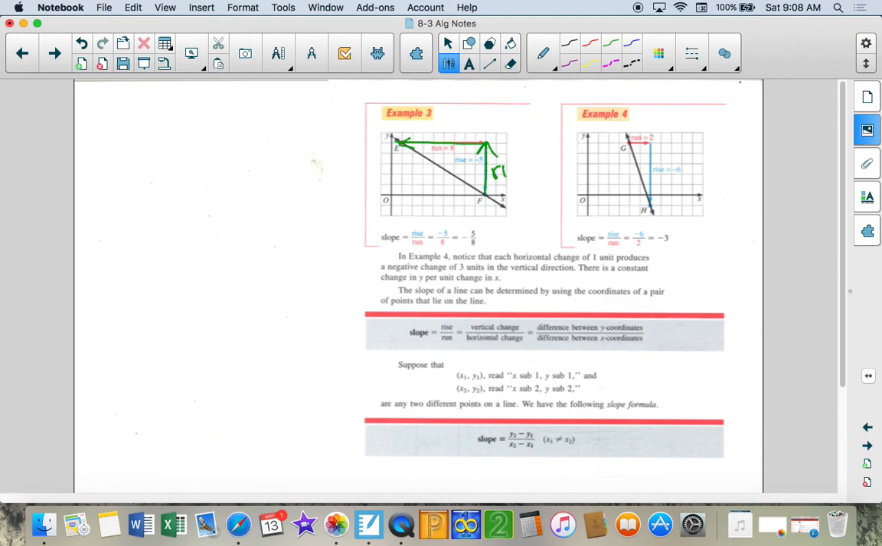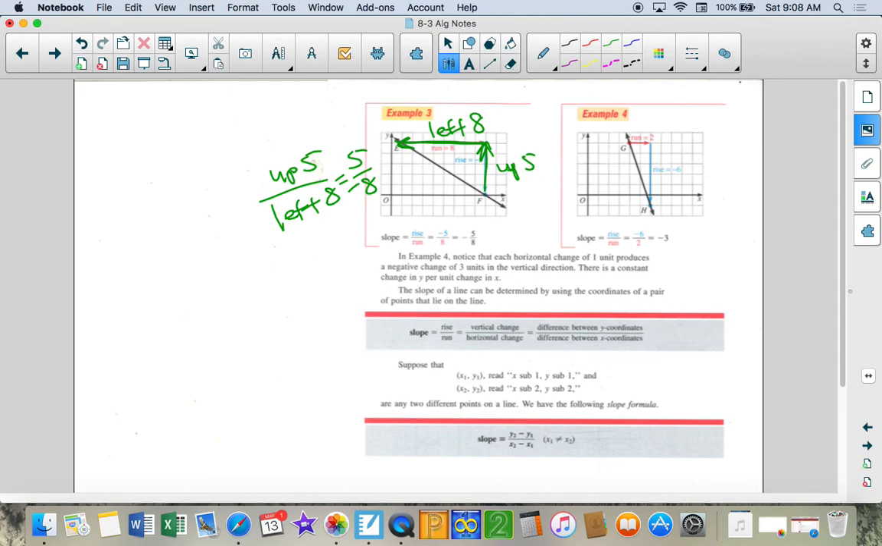So I would rise 5. I wouldn't say rise, I'd say up 5. I go up 5, and then I'd say left 8. And so up 5 over left 8 would give me positive 5 over negative 8. That's how I would do that.